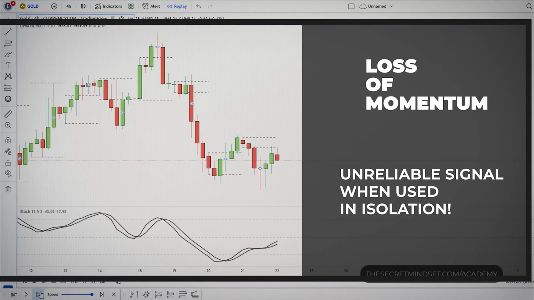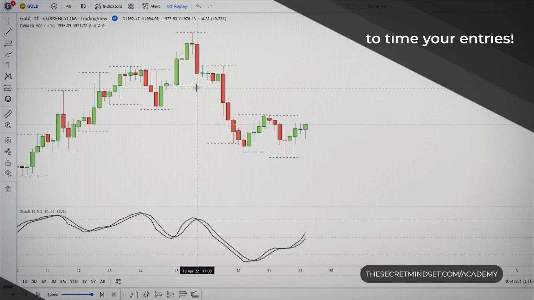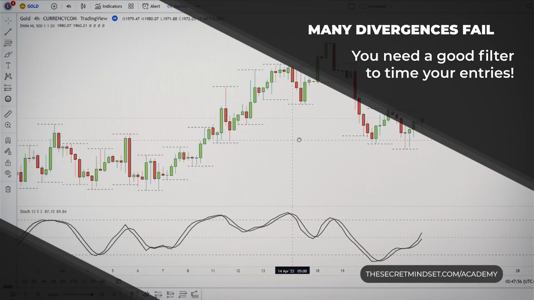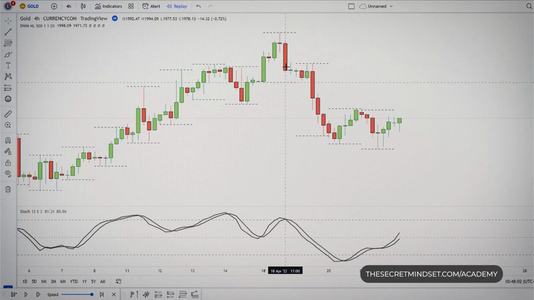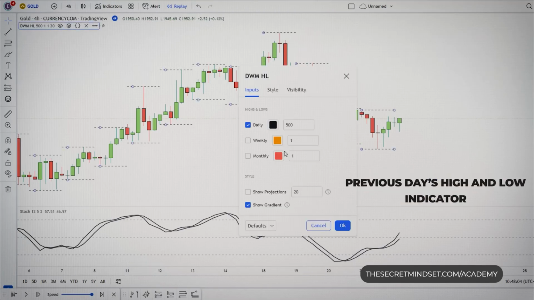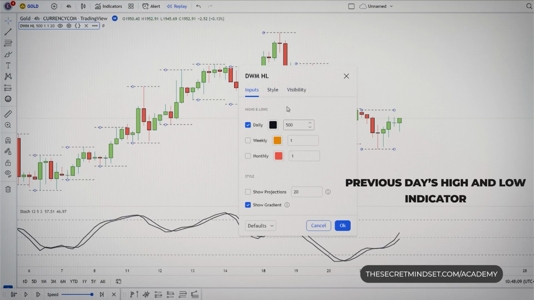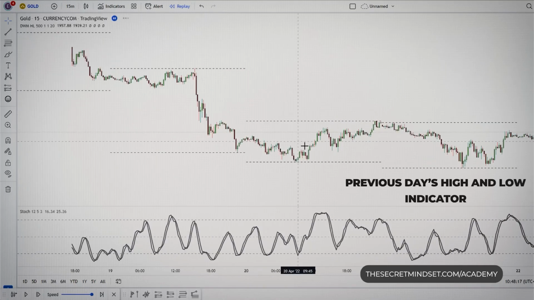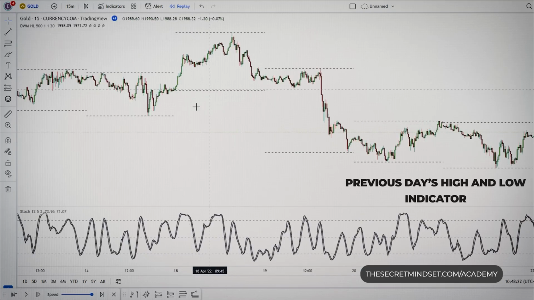But on its own, this can also prove to be an unreliable trading signal. Many divergences fail, and if you don't have a good filter to time your entries, you'll risk taking a lot of poor quality trades. My best filter is the previous day's high and low. This indicator reveals the previous day's high and low on a chart. Not many traders are paying attention to these levels, but in trading, the previous day's high and low are important reference points, important support and resistance levels.